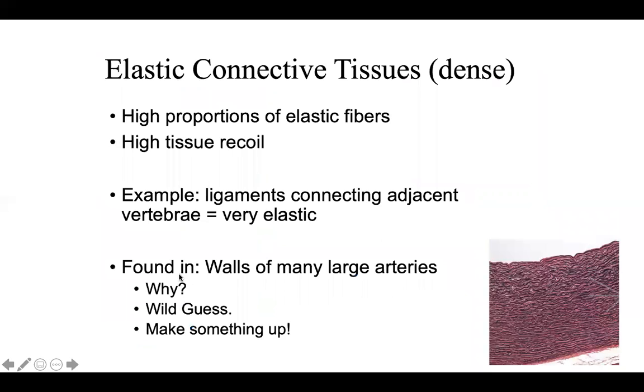What about elastic tissue? Well, a lot of elastic, which means it can stretch and then come back to its original shape. Why would this be found in the large arteries of the body? Why would you need a lot of elastic recoil in the arterial wall? What would happen? Hmm? We're thinking, we're pausing, we're still thinking.